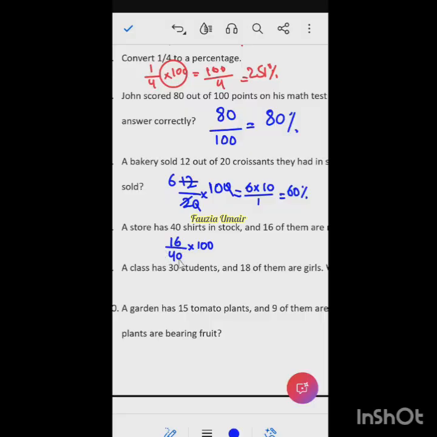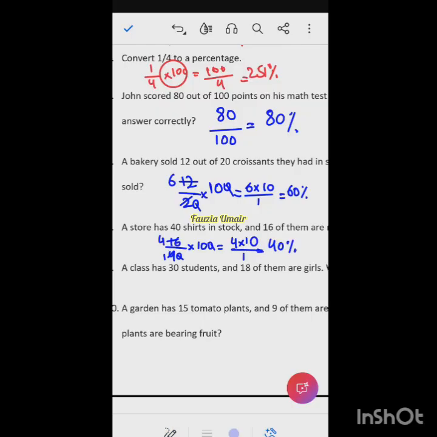Now just simplify it. This 0 can be cancelled. This 4 will be cancelled as well. 4 ones are 4, 4 fours are 16. So देखिए in the numerator we are left with 4 and 40 और the 1 रह गया. तो ये आपके पास आता है 40%. So how many red shirts are there in the store? 40% of the shirts are red. ठीक है?